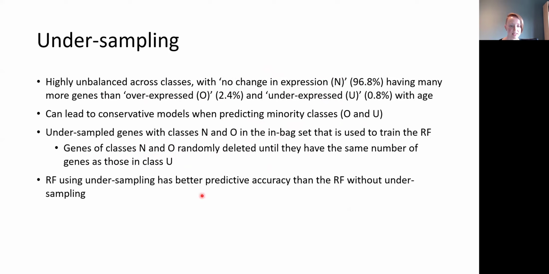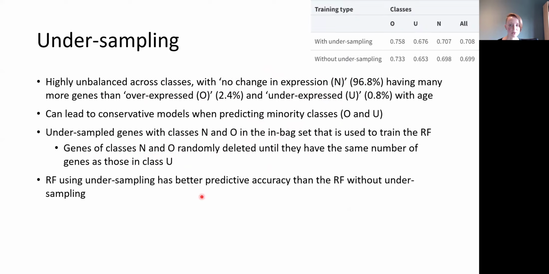And they found that this ended up with a better predictive accuracy than the random forest without undersampling. So you can see over here, we have our AUCs for each of our classes with undersampling and without. It actually doesn't make a crazy amount of difference, but it is slightly better for each of them, and particularly on the overall as well.